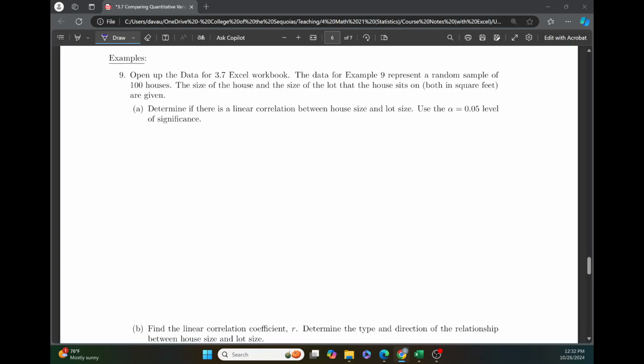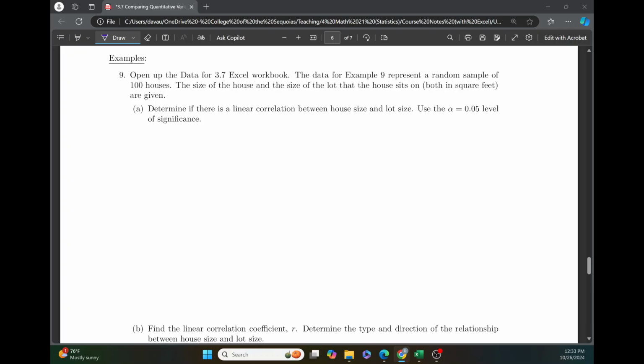We're asked, so for number 9, the data there represent a random sample of 100 houses. The size of the house and the size of the lot that the house sits on, both in square feet, are given. And we want to determine if there's a linear correlation between house size and lot size.